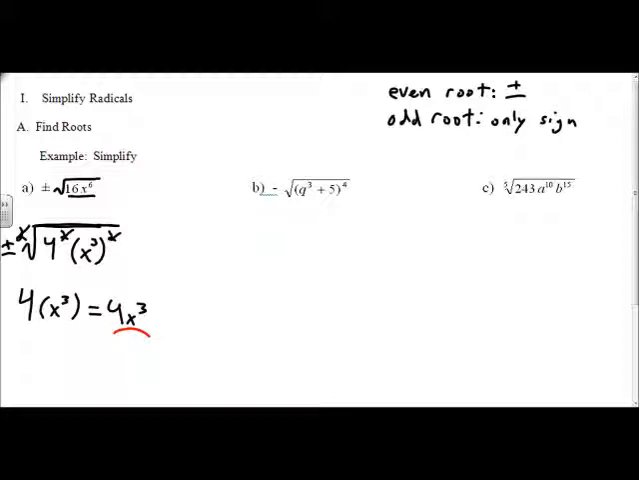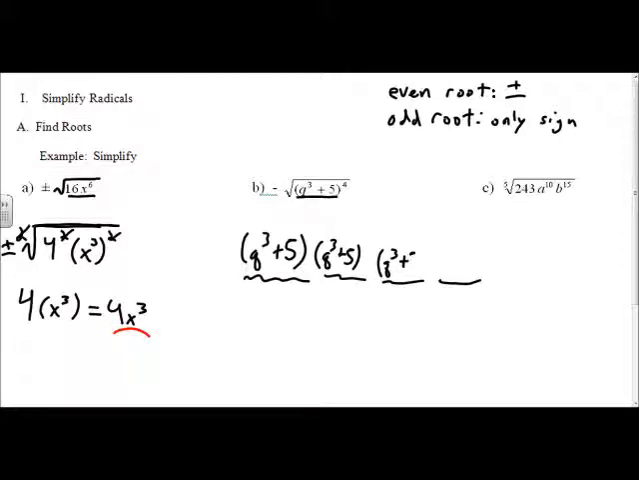So we have the negative square root of, and again, this one is a polynomial, or technically a binomial, of q cubed plus 5 to the 4th power. Now again, one way to look at that is to say that we have q cubed plus 5, and we have that 4 times. So we'll just say that there's 1 here, 1 here, 1 here, and 1 here. So q cubed plus 5, q cubed plus 5, and q cubed plus 5. These are all being multiplied together.